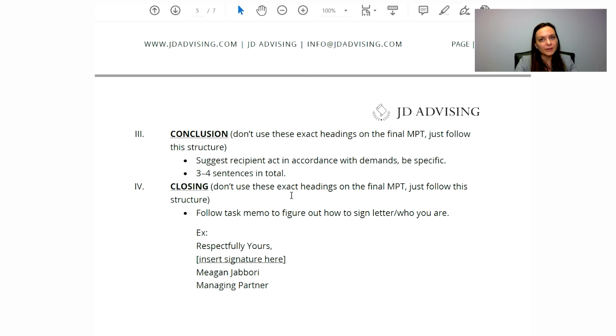Make sure you're following instructions. Read that task memo again to figure out who you're supposed to be. So for instance, if you're writing a letter on behalf of a law firm for your client and they tell you that you're the managing partner, or that you're drafting a letter for the managing partner to sign, then you want to format it accordingly. So that's your little example here.